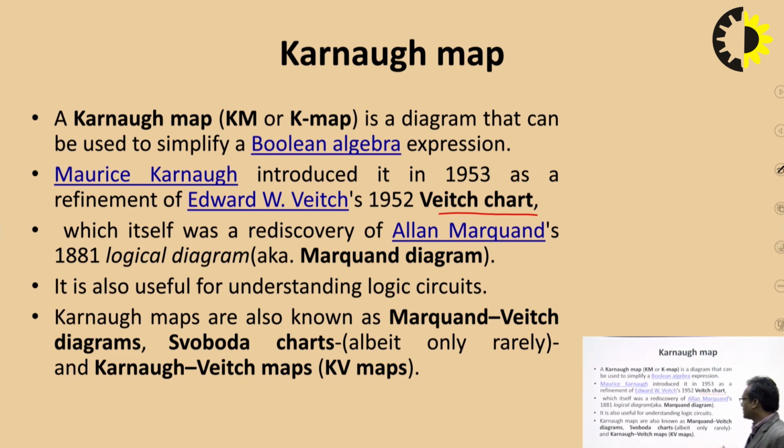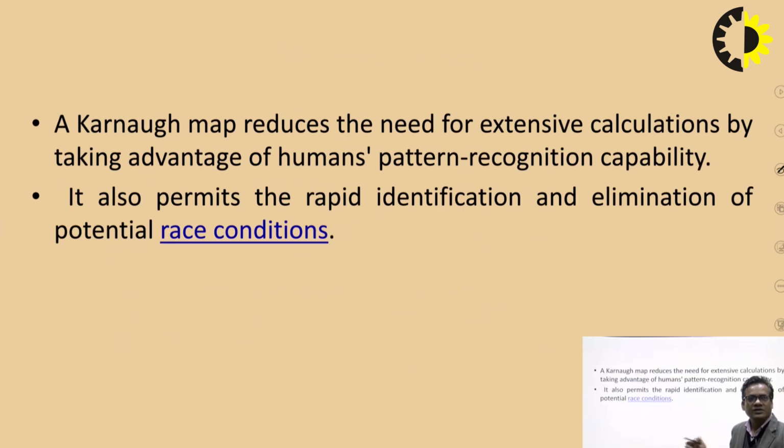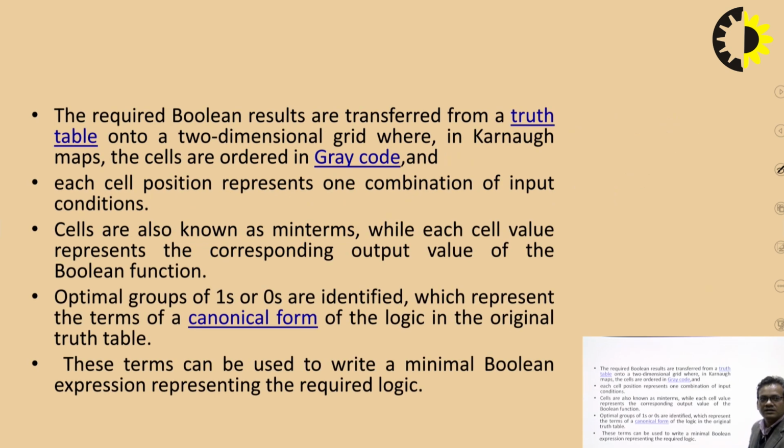A KV map, Karnaugh-Veitch map, these are different names of the K-map. The Karnaugh map basically reduces the need for expensive calculations by taking advantage of humans' pattern recognition. This is the basic idea by which the K-map is generated, because humans are good with graphical pattern representation and can easily recognize graphical patterns. So calculations are minimized with the help of this K-map. Also, it permits the rapid identification and elimination of potential race conditions.